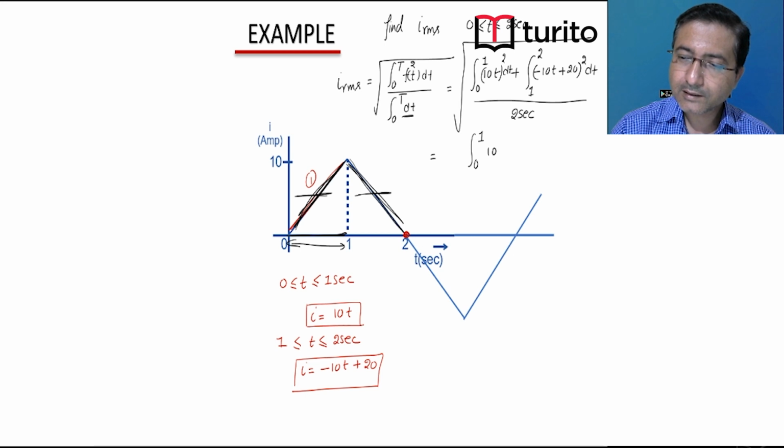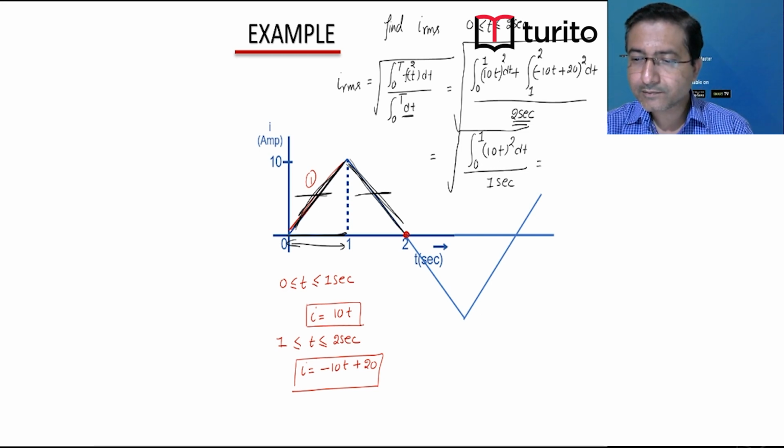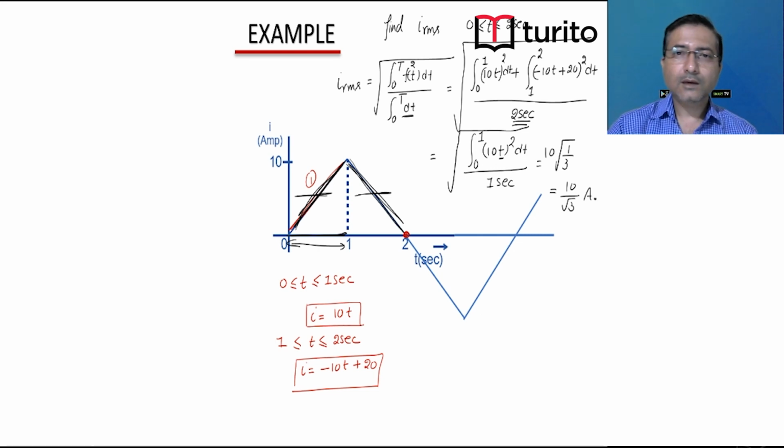So 0 to 1, integral of (10t) whole square dt, divided by, now the interval I reduce to 1 second, so I'll put 1 second here, all under root. So in this way I can easily get the answer. Okay, so 10 will come out, and t squared integrated gives t cube by 3, right? Upper limit minus lower limit, so 1 by 3. So under root 1 by 3. So 10 divided by root 3 ampere.